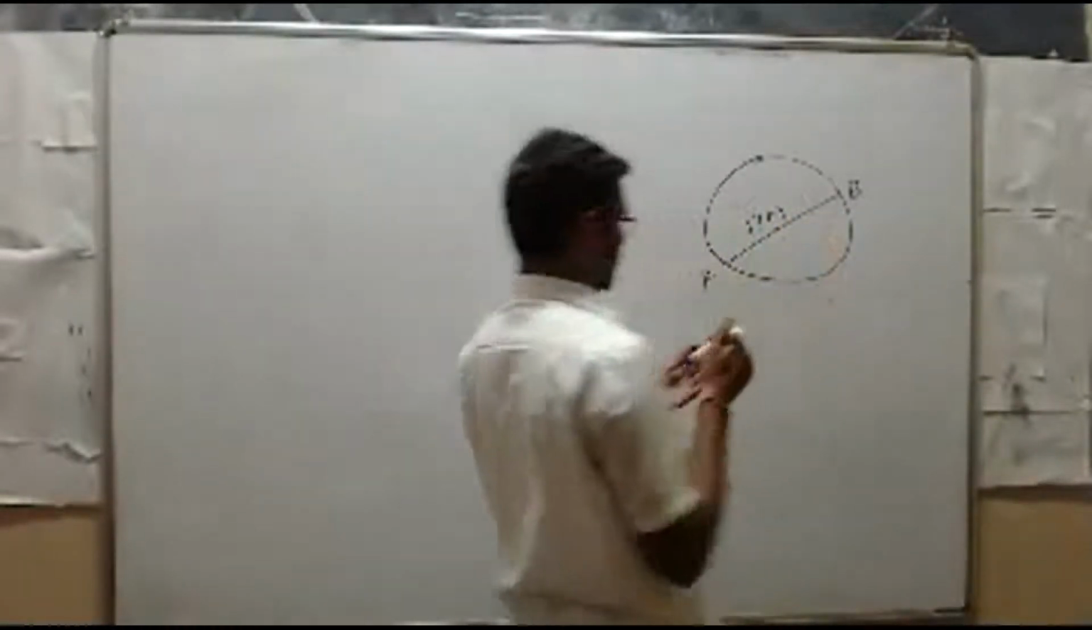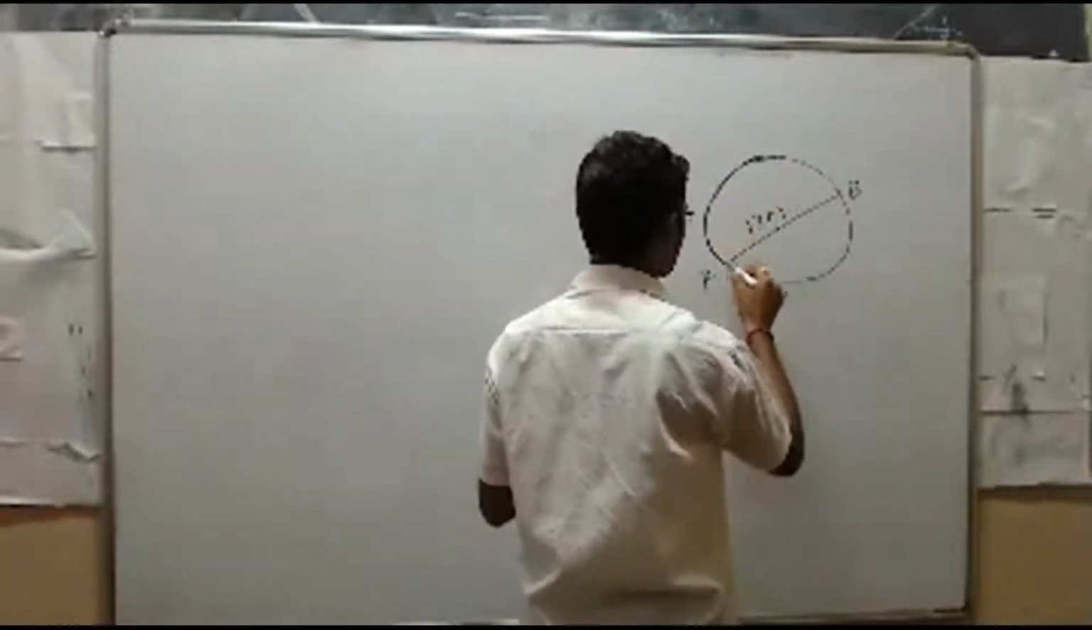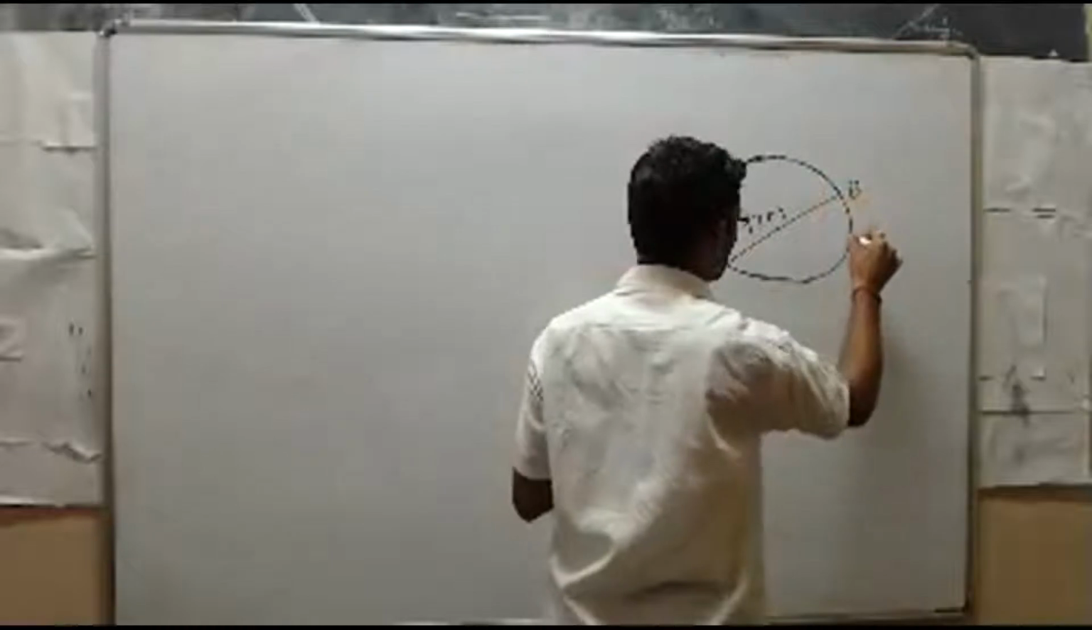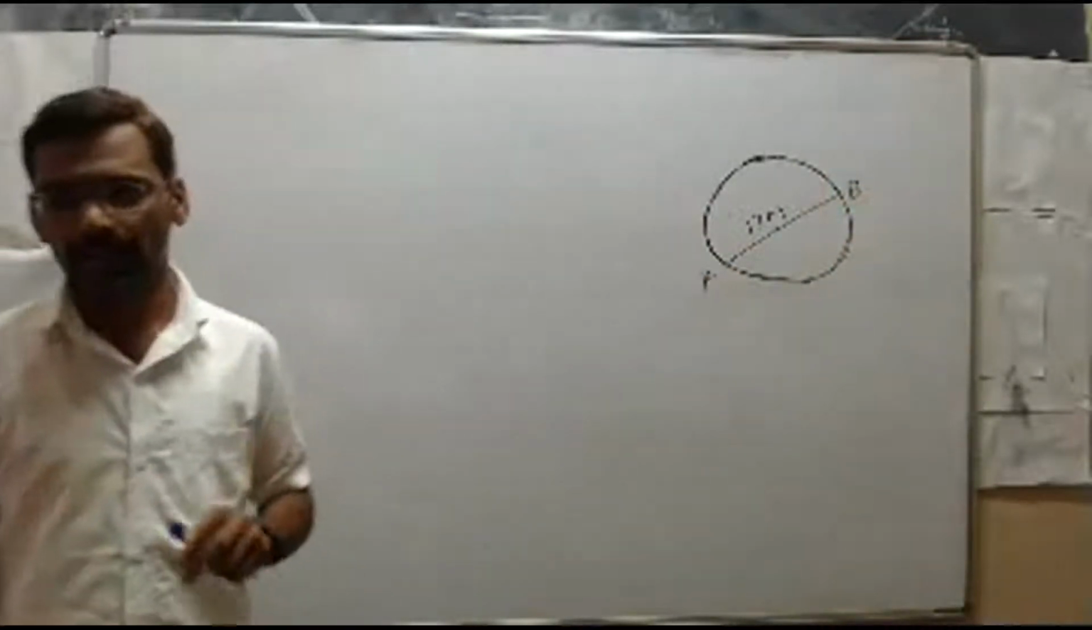It is 13 meters. This is a circular park and this is its diameter. Diameter means the largest chord of a circle is the diameter.